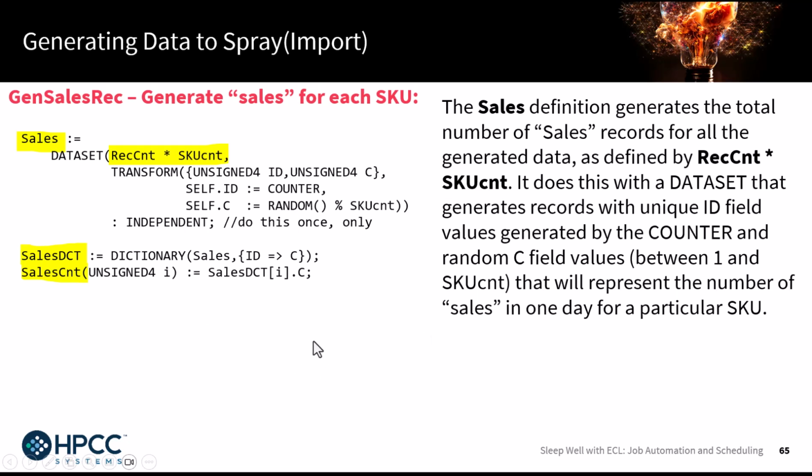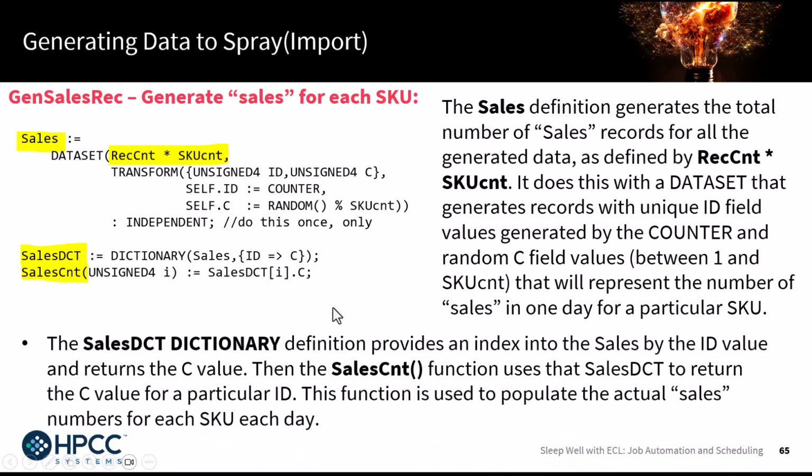Moving on in our Gen Sales Record ECL, the sales definition shown at the top here generates the total number of sales records for all of the generated data as defined by our record count times the SKU count. It does this with a dataset statement that generates records with a unique ID field generated by the actual counter and random C field values between 1 and your SKU count that will represent the number of, quote, sales in one day for a particular SKU.